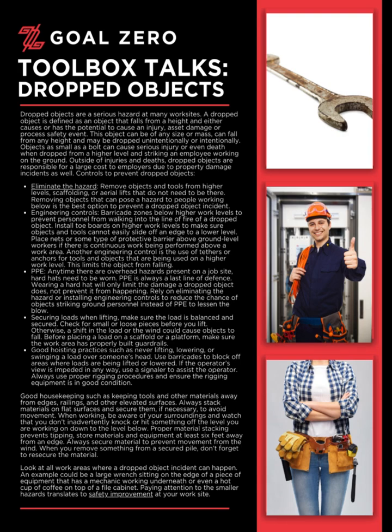Good hoisting practices, such as never lifting, lowering, or swinging a load over someone's head. Use barricades to block off areas where loads are being lifted or lowered. If the operator's view is impeded in any way, use a signaler to assist the operator. Always use proper rigging procedures and ensure the rigging equipment is in good condition.